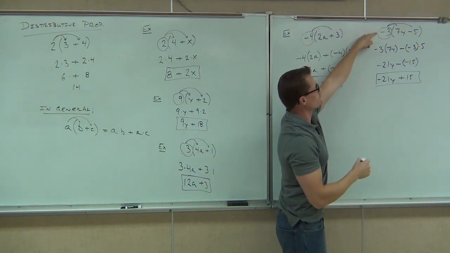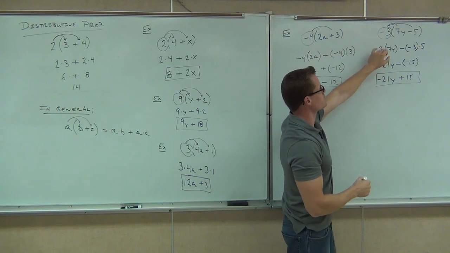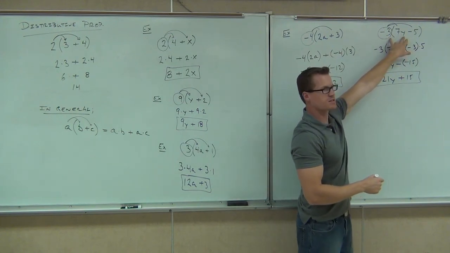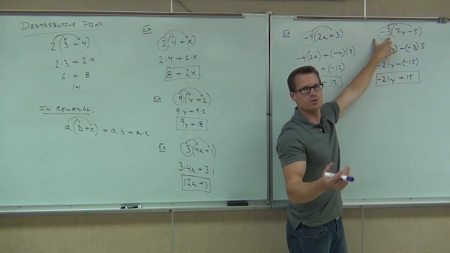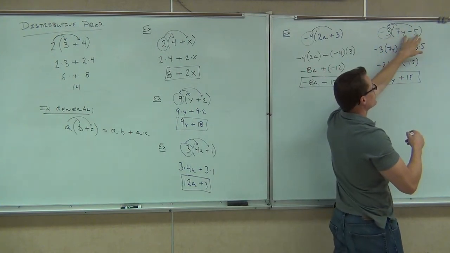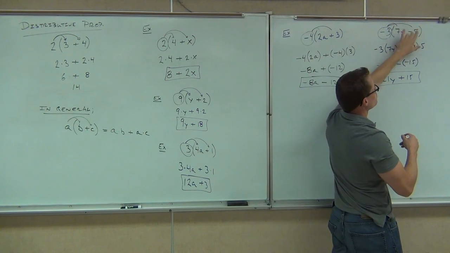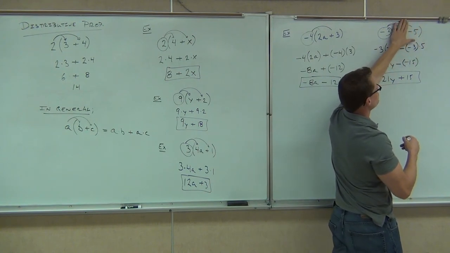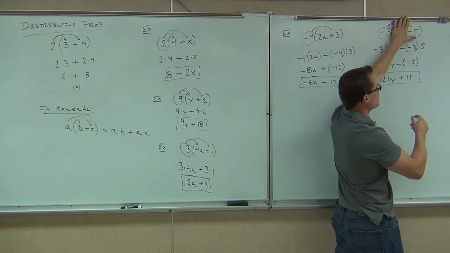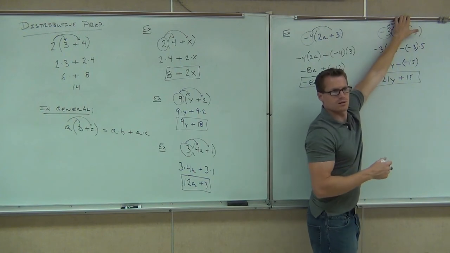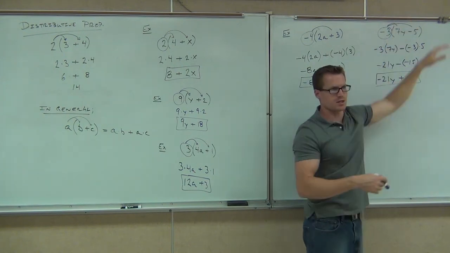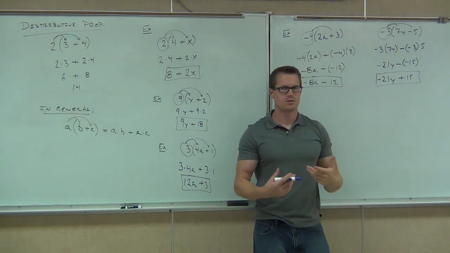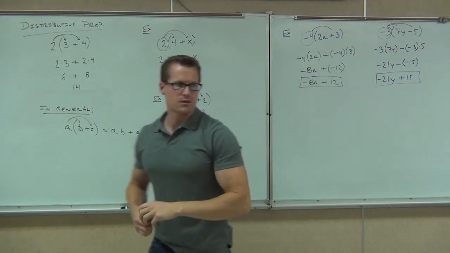Let's see if we can go directly from here to here without these intermediate steps. What's negative 3 times positive 7y? That works. What's negative 3 times negative 5? Right, so we're going to do not 5, but negative 5. So negative 3 times negative 5 gives us positive 15. So for positive 15, we write plus 15. Are you seeing the connection here?